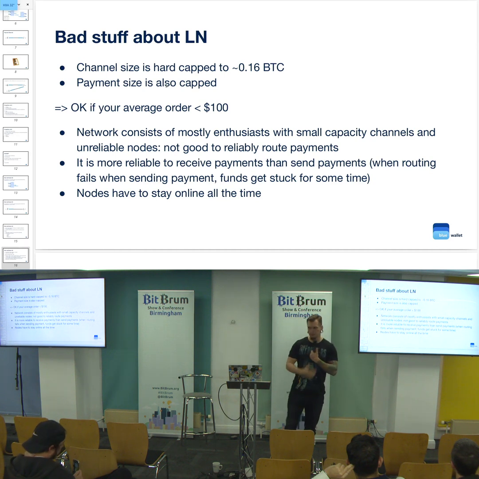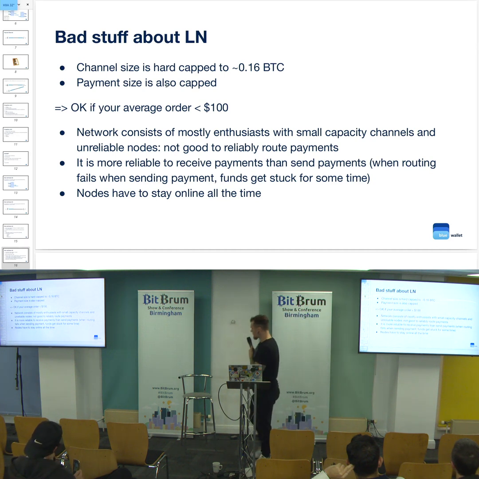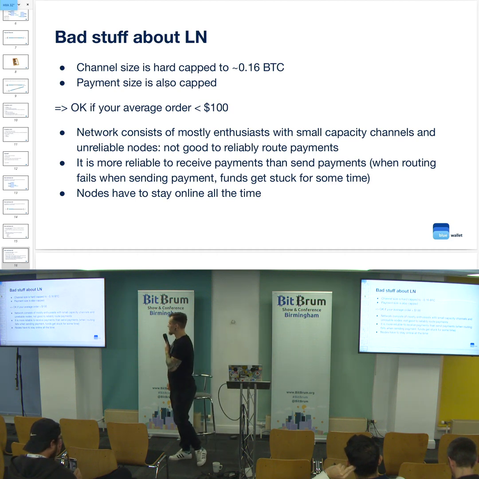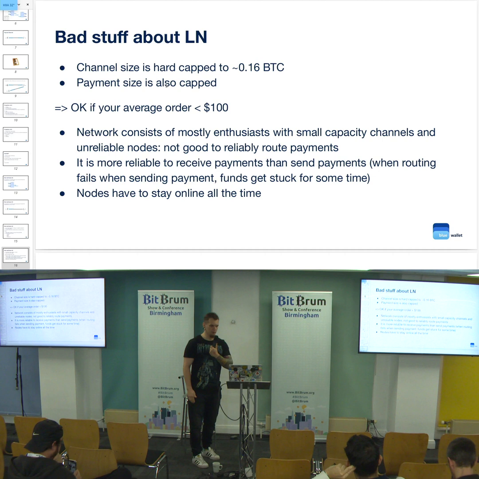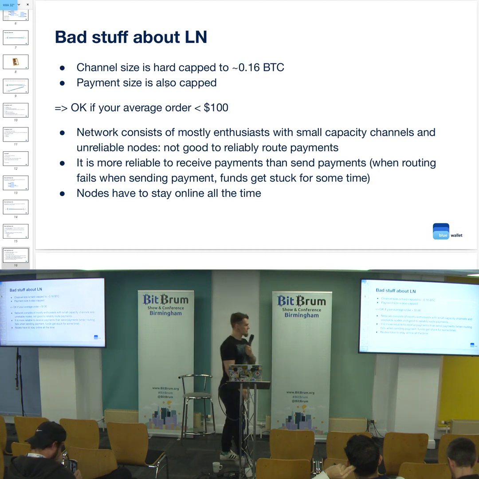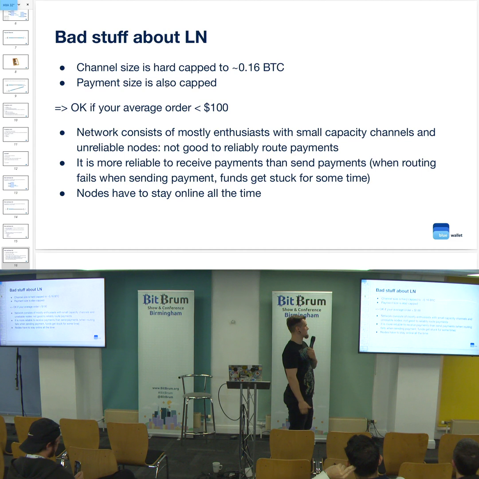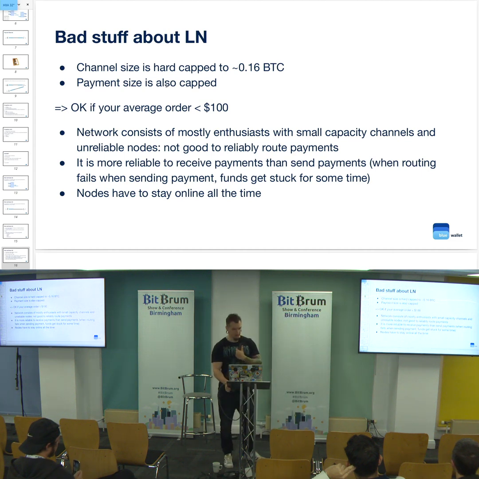So your node has to stay online all the time because the security model in Lightning Network is active, as opposed to the Bitcoin base layer, which is passive. Well, you just sit back and wait for miners to mine blocks and you're secure. You don't have to do anything. In Lightning, you have to monitor the state of your payment channels and catch if someone tries to cheat on you. So this means that your node has to stay online all the time.